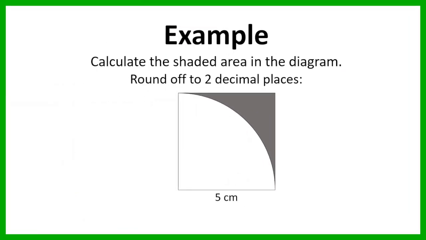Here you've been given a shape where you have to work out the area of the shaded section in this diagram. They haven't asked you to work out the perimeter. You've only been asked to work out the area in this example. We just have to work out the shaded area. So let's have a look at how we would do this.